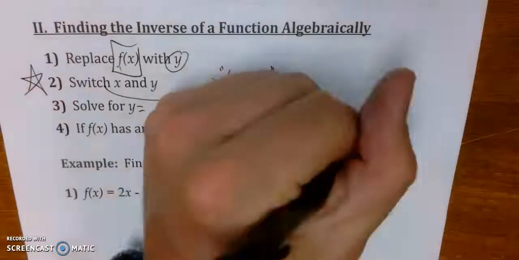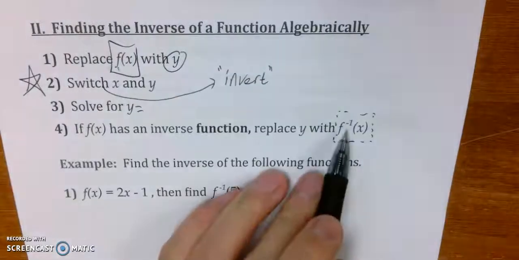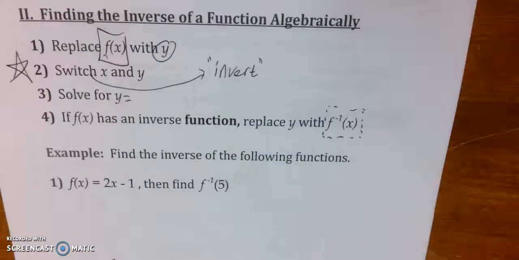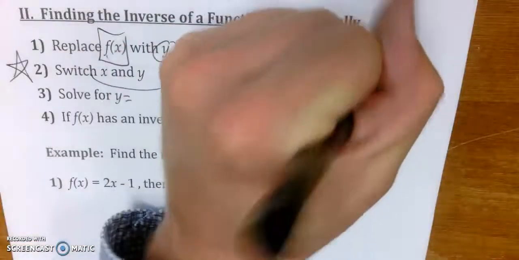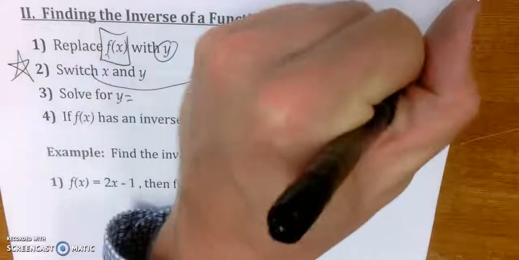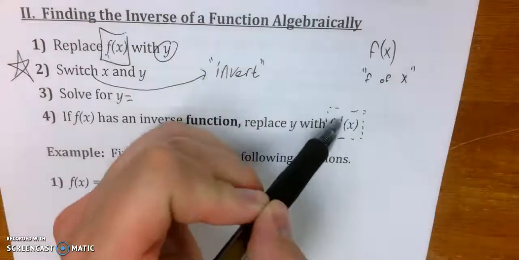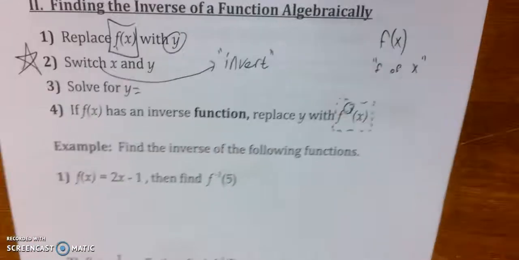And then at the very end, we're going to use the notation f inverse. This is not f to the negative first power times x. This is f inverse of x. We would read f of x as the function f of the variable x, and this is f inverse of x. So that little -1 there means inverse.